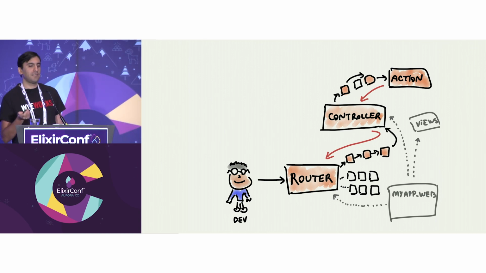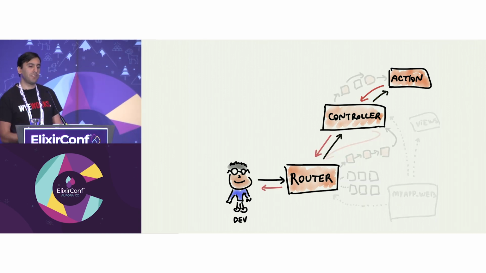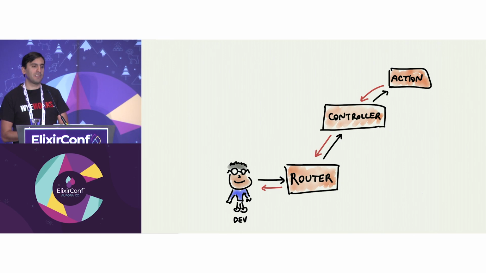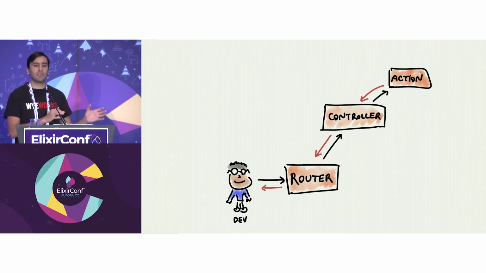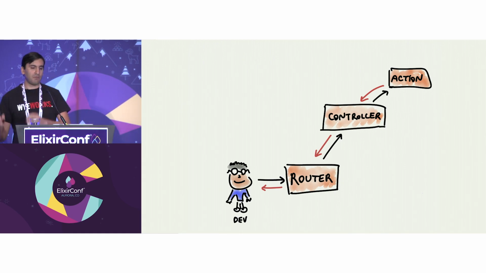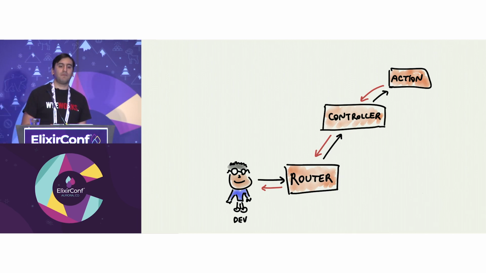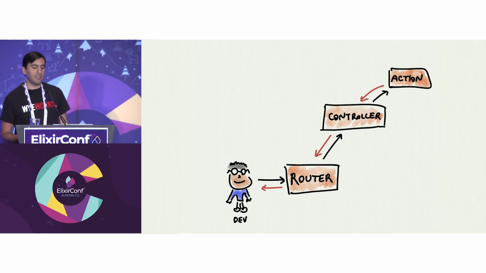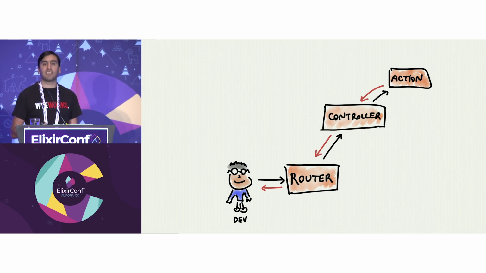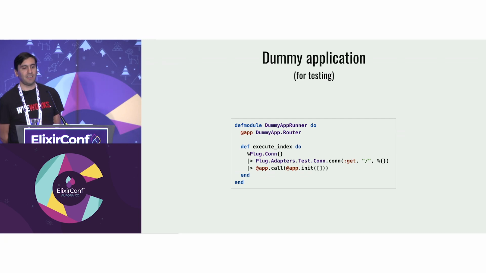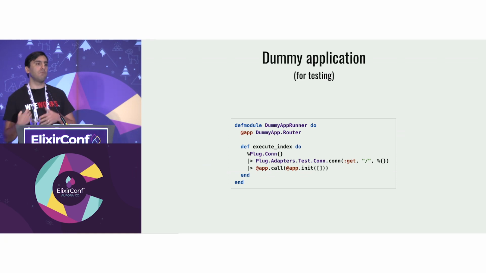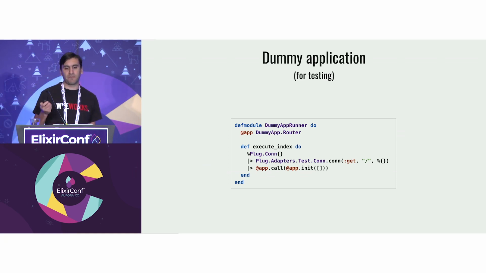And in fact, I ended up doing something pretty simple, like having one router, one controller, and one action function. It was actually the tiniest Phoenix application I have ever done for myself, at least. So let's check the testing code. This is just an example code of how you could invoke this mini application.